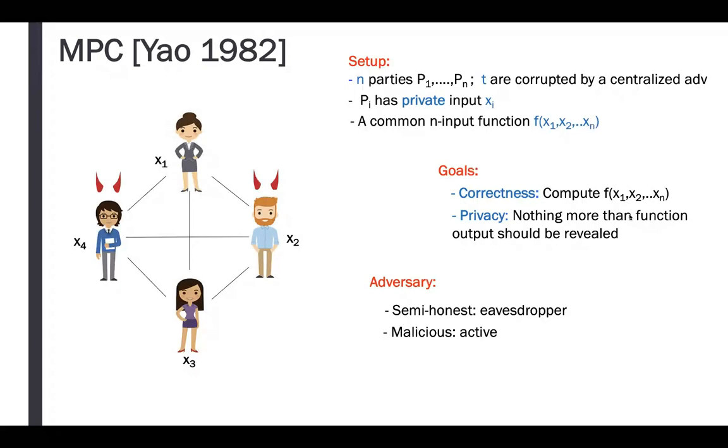Okay, so the semi-honest adversary is also known as honest-but-curious. That means it is the memories of the corrupt parties. All that the corrupt parties listen to from the honest parties, and from that information they can try to glean more information.